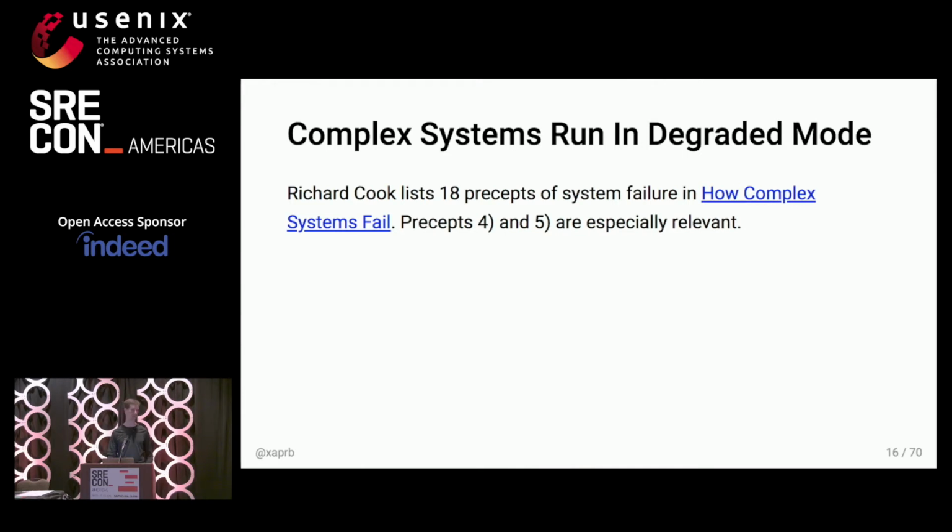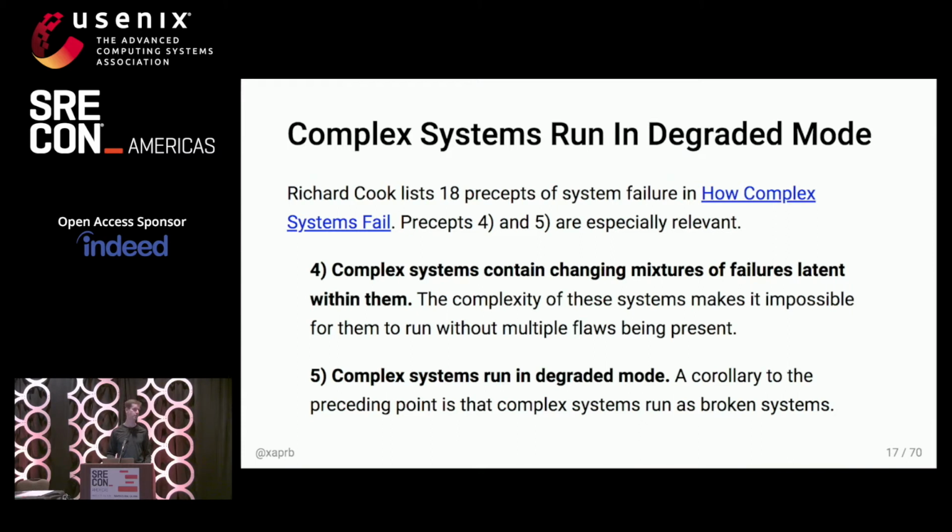And Richard Cook has this, How Complex Systems Fail, which is another thing that I love to read every now and then. And he's got 18 precepts, and I'm just copying snippets from number 4 and 5. Complex systems, almost by definition, have these changing mixes of failures in them, and we're always sort of going, ooh, that's starting to get dangerous, and I'm going to compensate for it. And they're always running in partially degraded mode as a result of that. So another way of saying this is that systems can and do function beyond their load limits, which is a sort of weird thing to say, but it's actually true.